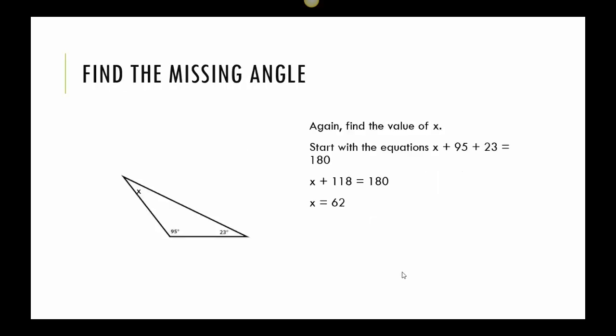All right, so let's do it again. I just changed the shape, made it look a little different. This one's obtuse. So I have x, 95, and 23, again, going to add up to 180. So the 95 and 23 gave me 118, so I subtract 118 from 180 to get 62.